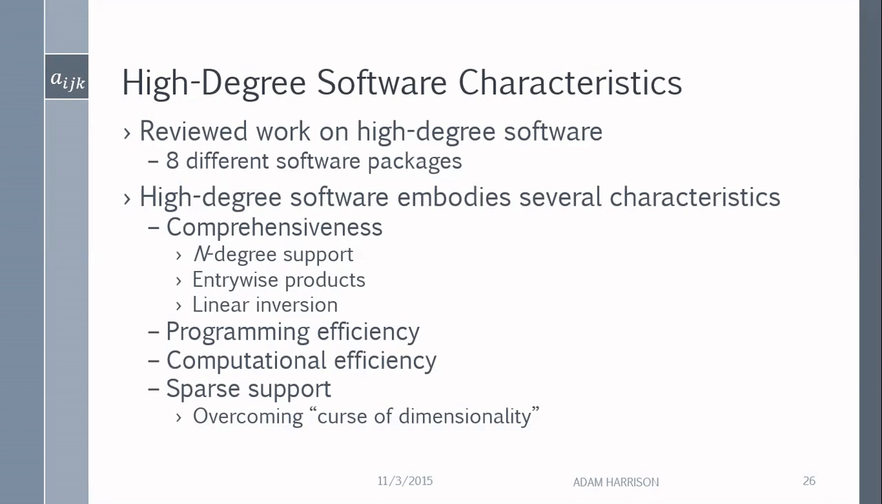Another aspect, programming efficiency. How easy is it to write some code that easily implements a model? Computational efficiency. How fast does that code run on a computer, and with a reasonable amount of memory? And then with the matrix vector framework, we're interested in the case of sparse matrices and vectors because you can accelerate computation. So how do we do the same thing for a tensor framework?